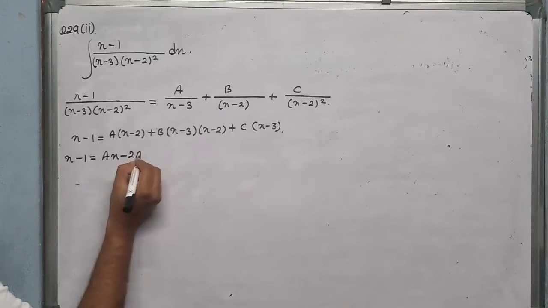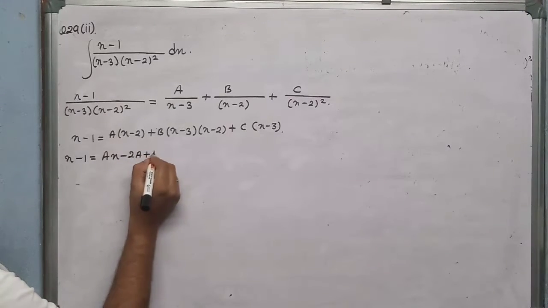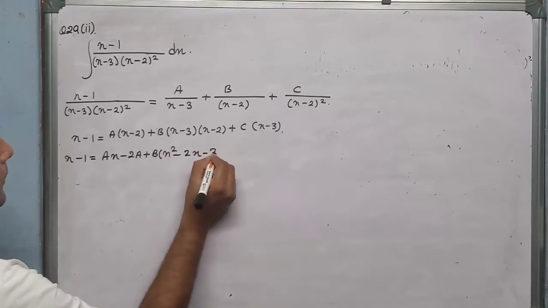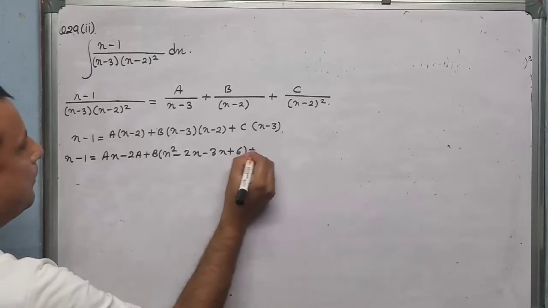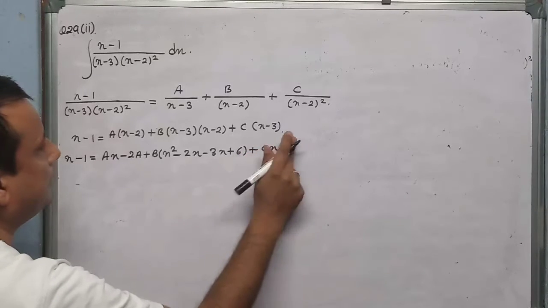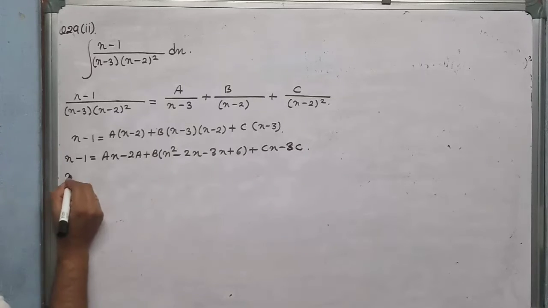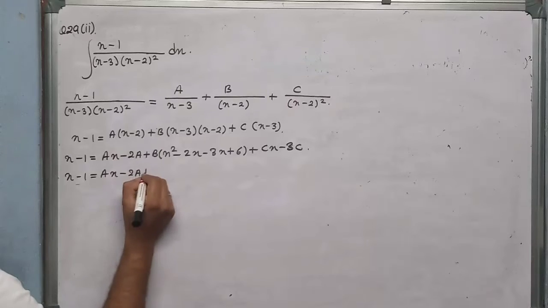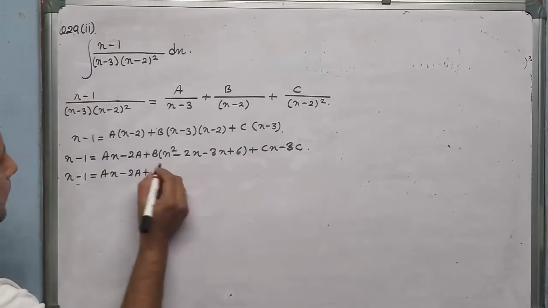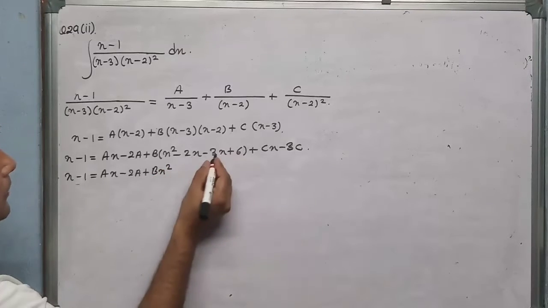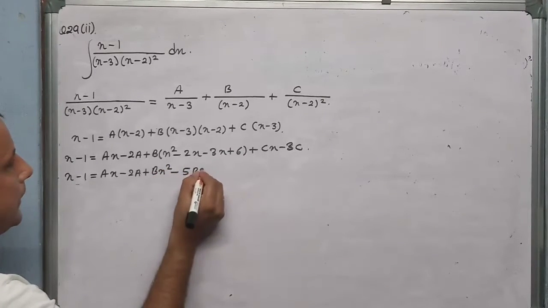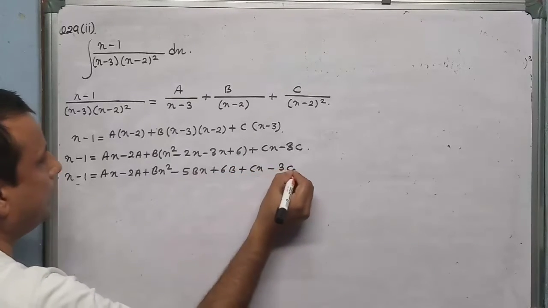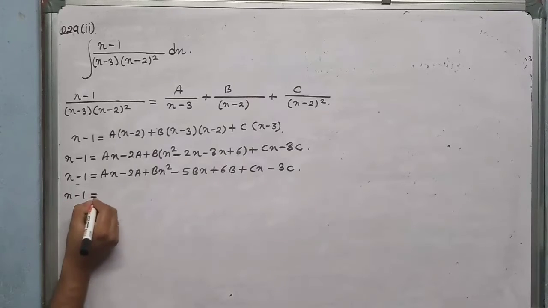Ax minus 2a plus b into (x square minus 2x minus 3x plus 6) plus cx minus 3c. Plus, I'll open this bracket: bx square minus 2x minus 3x is minus 5x, so minus 5bx plus 6b plus cx minus 3c. Now then I'll make one quadratic equation over here.